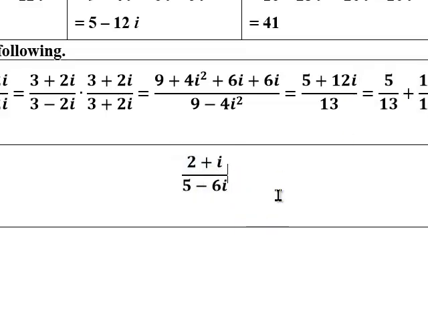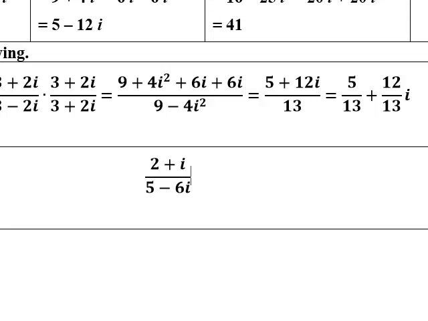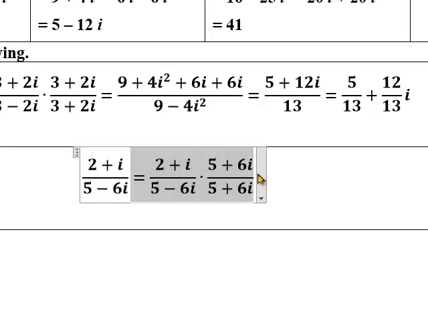All right, the next one, 2 plus i divided by 5 minus 6i. Again with the complex conjugate, which means multiply numerator and denominator with 5 plus 6i. By the way, I'm not sure if the other one was actually on the screen. There we go. The previous problem. So multiply both numerator and the denominator with 5 plus 6i. And there it is. That means now in the denominator, we're going to have 25 minus 36i squared.